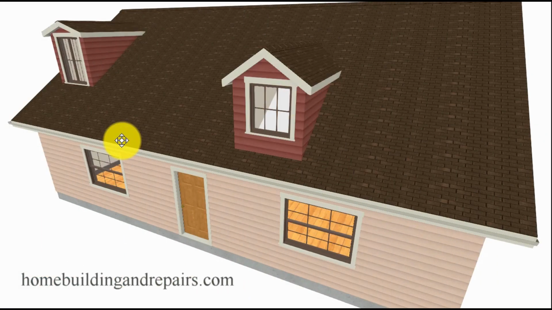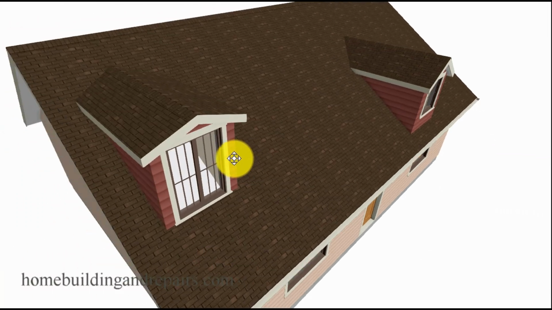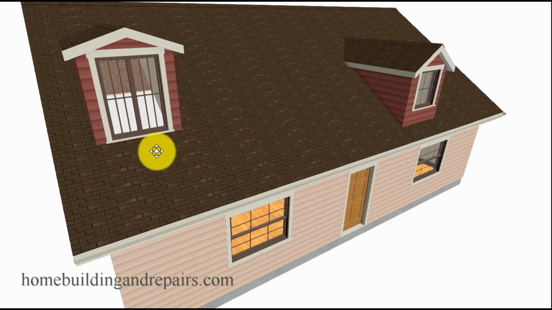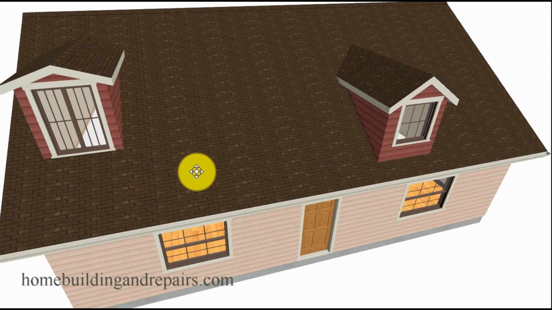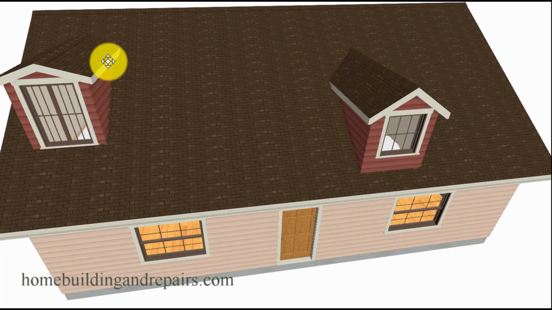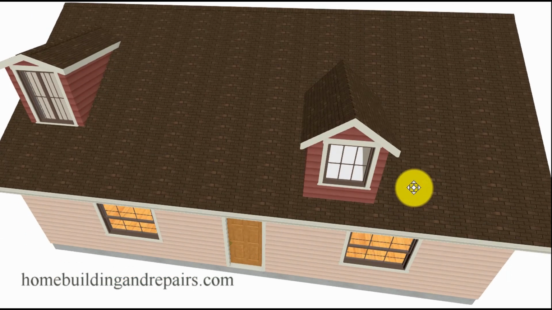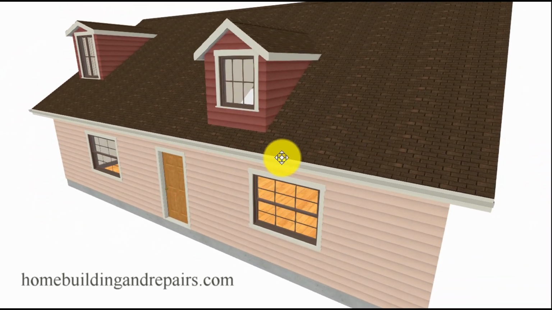Now let's go ahead and move them around the roof. This one here is off to the side. It almost lines up with the wall there, and is probably about, I'm guessing, 2 foot away from the ridge. This one here looks like it's about 4 foot away from the ridge and lines up with the front wall here.